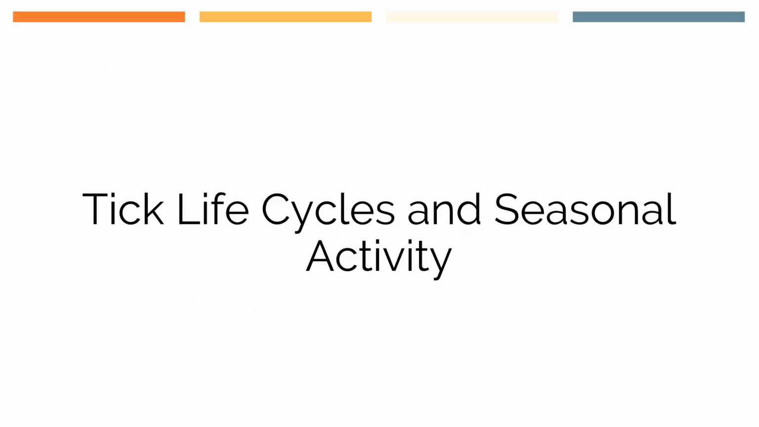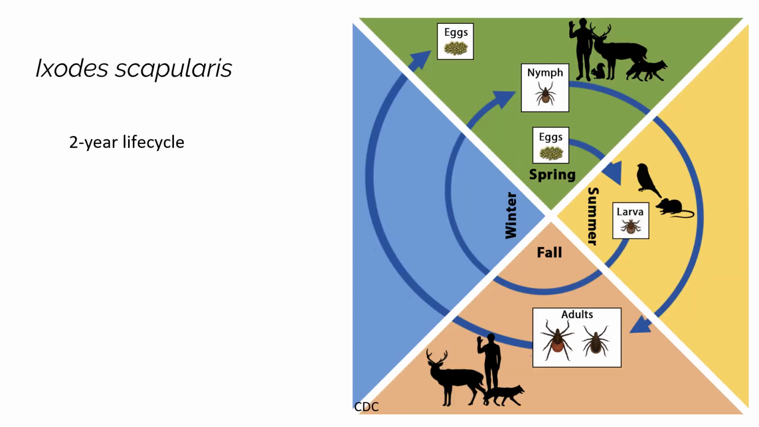Now let's discuss when different ticks and their life stages are active. Black-legged ticks begin their life cycle when adult females lay their eggs in the early spring. They hatch in late summer into six-legged larvae that will feed on small rodents or birds, animals that spend a lot of their time in the leaf litter.